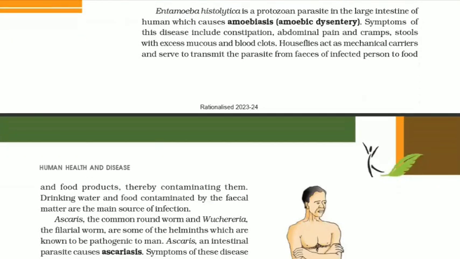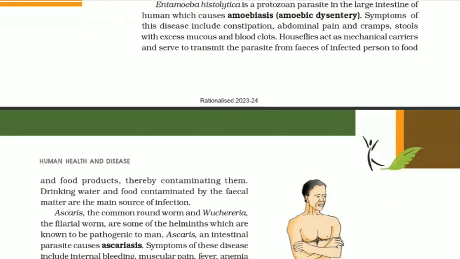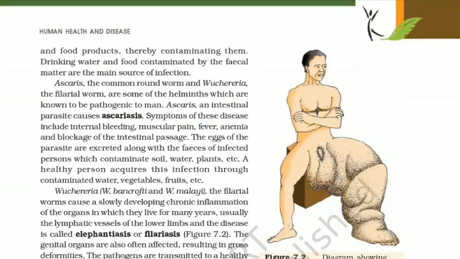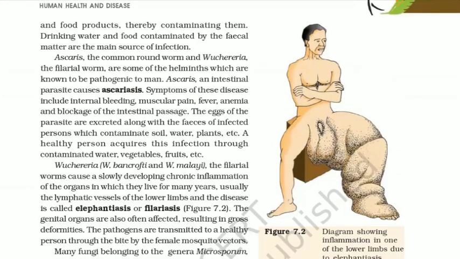Entamoeba histolytica is a protozoan parasite in the large intestine of the human which causes amoebiasis or amoebic dysentery. Symptoms of this disease include constipation, abdominal pain and cramps, stools with excess mucus and blood clots. Houseflies act as a mechanical carrier and serve to transmit the parasite from feces of an infected person to food and food products, thereby contaminating them. Drinking water and food contaminated by the fecal matter are the main source of infection.